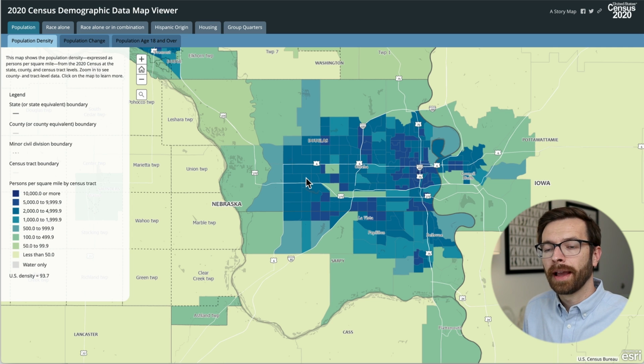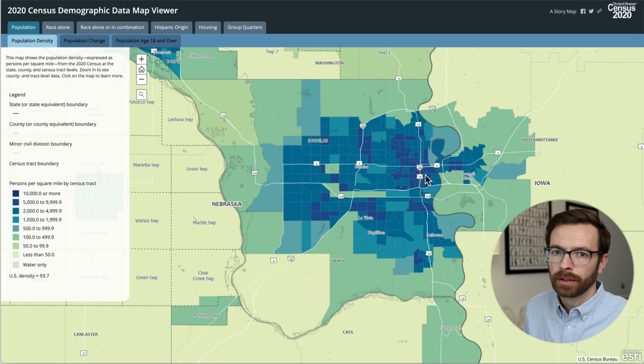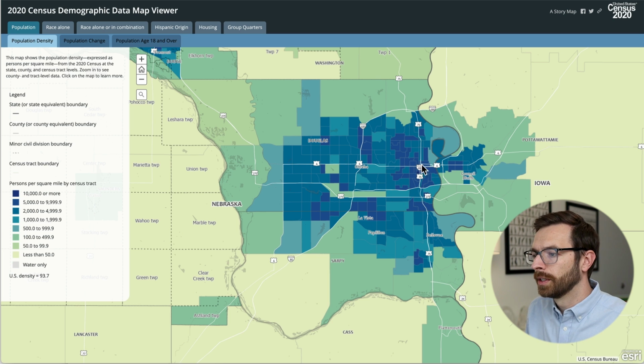So this map that I have pulled up is going to be from the Census Bureau from 2020. And this is kind of an overlay of population density to give you an idea where people live. You've got Douglas County here and then Sarpy County here. So the darker the color, the more population. This is the downtown area. You can see lighter colors around here are going to be where there's a lot less population.